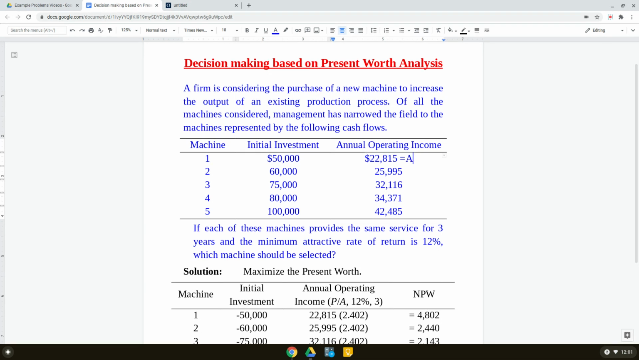First of all, we can see if there are any obvious choices. For example, since we are going to use it for only 3 years, if we have any alternative that has annual operating income times 3, for 3 years, less than or equal to the initial investment, then those alternatives are common sense eliminations.